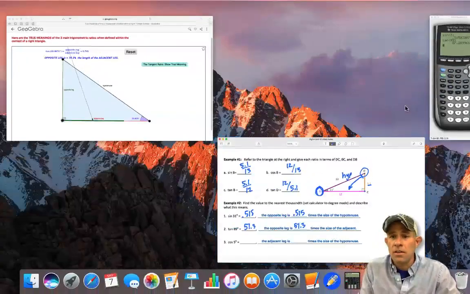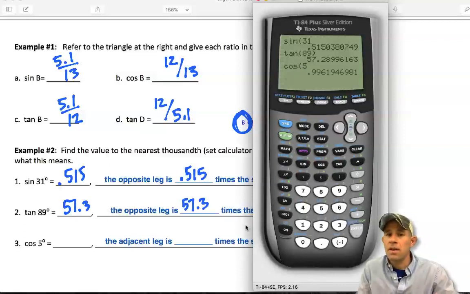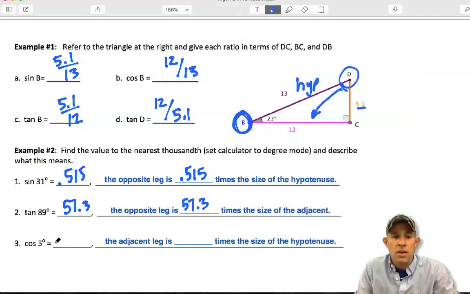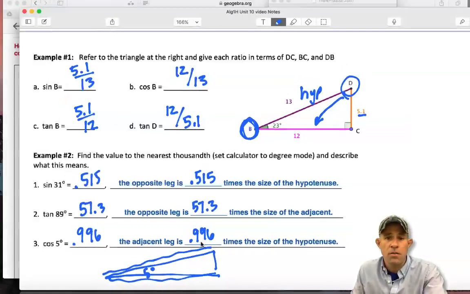All right, finally, let's go to the cosine of 5. We'll tap in cosine, 5, hit enter, and we get 0.996. So again, 0.996 is really close to 1. And this should make sense. If you had a very small angle here of 5 degrees, let's say that's our 5 degrees, this adjacent leg here would be almost the same length as that hypotenuse. So it means the adjacent leg is 0.996 times the size of the hypotenuse.